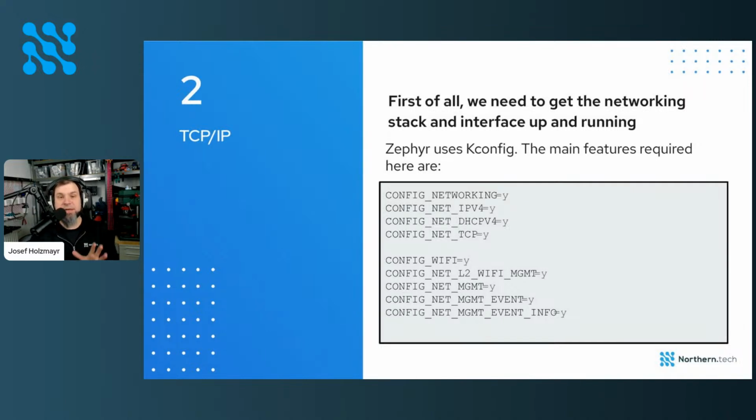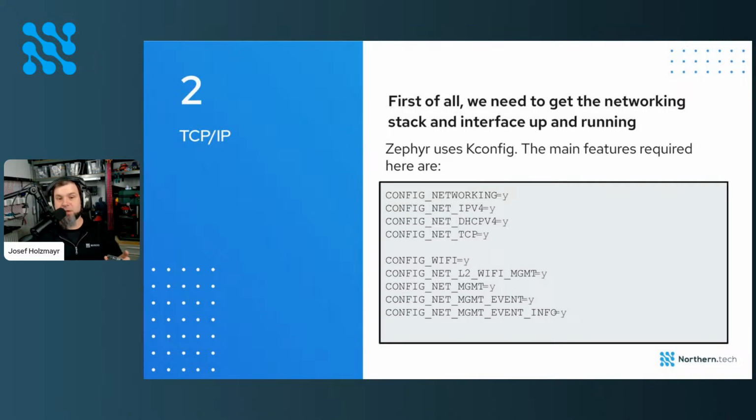Zephyr uses Kconfig. This is very, very similar to the Linux kernel. It is derived from the Linux kernel. So you can just define all of the features that you want to add by putting them into the configuration file, like config whatever thing equals yes. These are the ones which are really the core of getting Wi-Fi up.